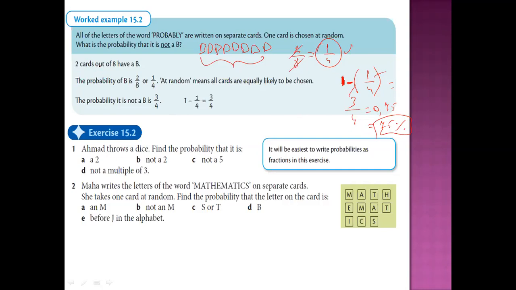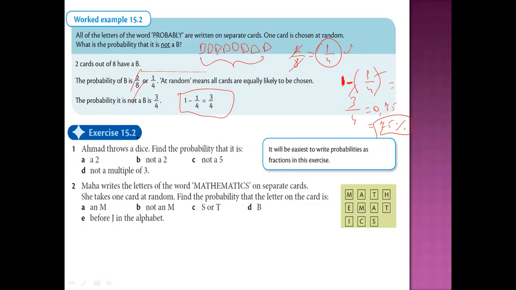Let's check the explanation. 2 cards out of 8 have a B. Okay, the probability of B is 2 over 8 or 1 over 4. And simplifying, 2 over 8 is 1 over 4. At random means all cards are equally likely to be chosen. The probability it's not B is 3 over 4, because 1 minus 1 over 4 is 3 over 4.